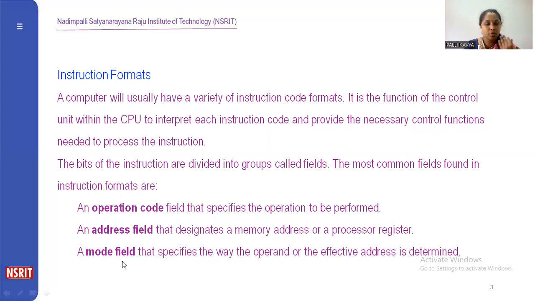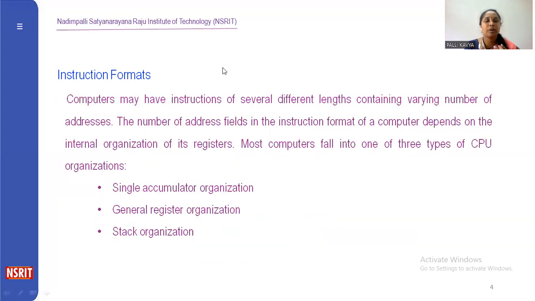So let us go into the in-depth concept of instruction format. Generally, most computers fall into one of three types of CPU organization. Already we saw the stack organization. Like that, there are different types of organizations. Majorly, there are three types: single accumulator organization, general register organization, and stack organization. Based on these three types of organization, the instruction format will be different. So let us see the concepts.